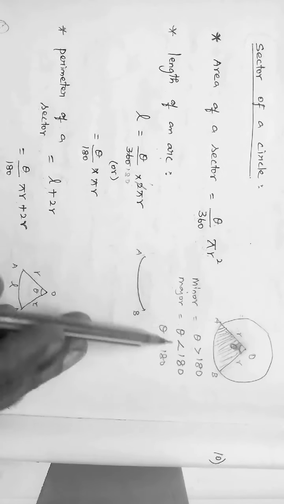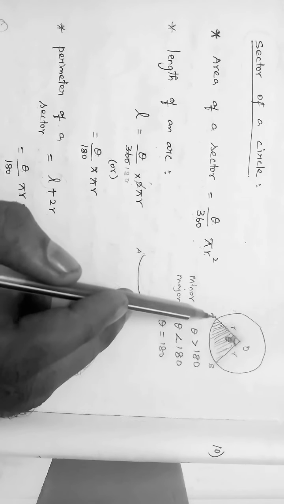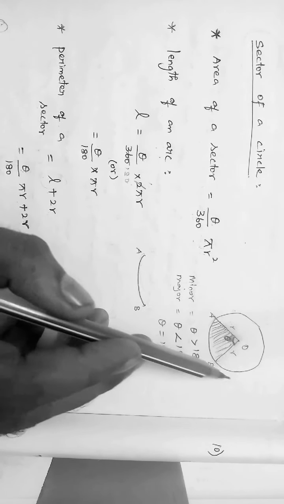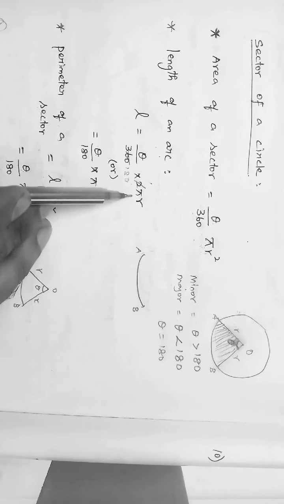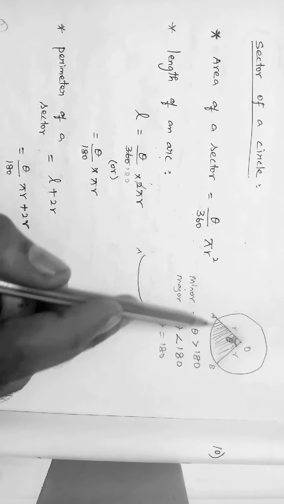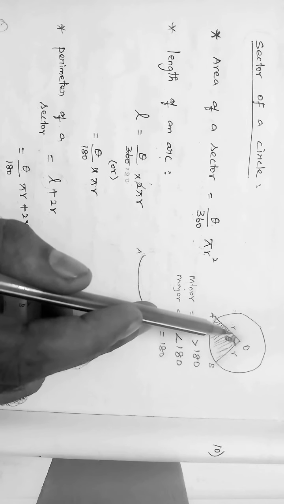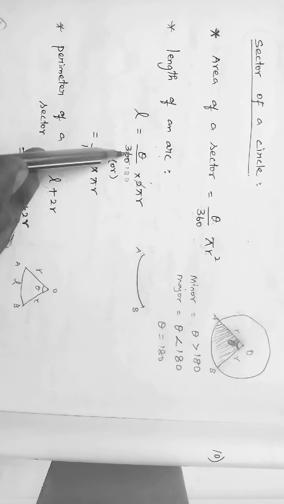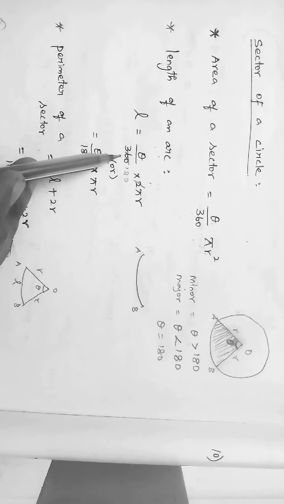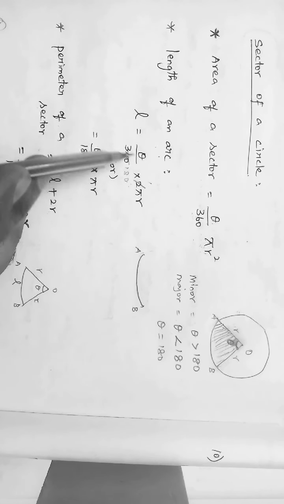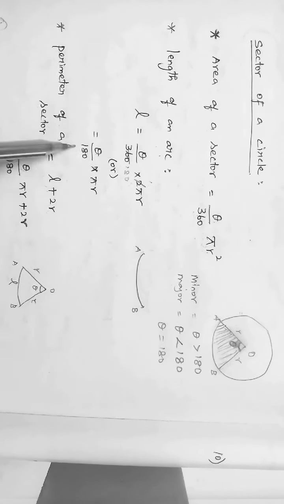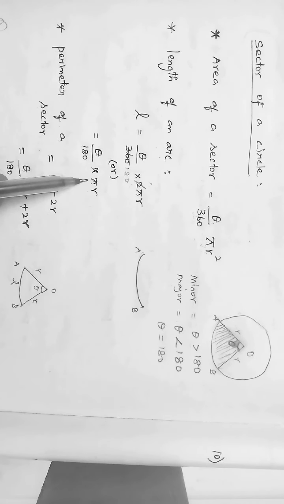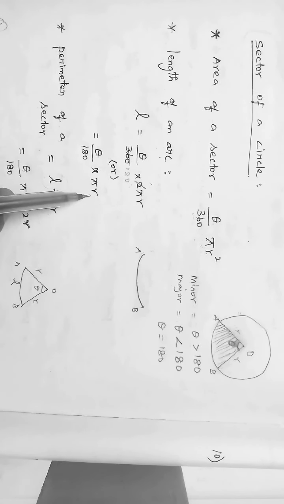Length of an arc, we have the same formula. It's a part of a circle. So what is the circumference of a circle? 2 pi r. A part of a circle means depending upon the theta, we can calculate the part of the circumference of the circle. That is nothing but theta by 360 into 2 pi r. While simplifying 2 and 360, we get theta by 180 into pi r.